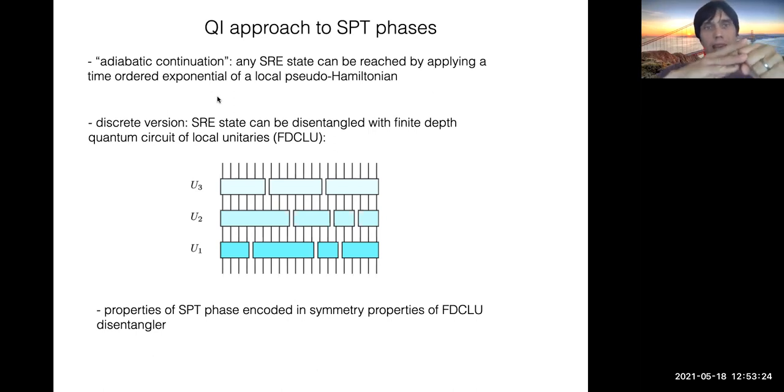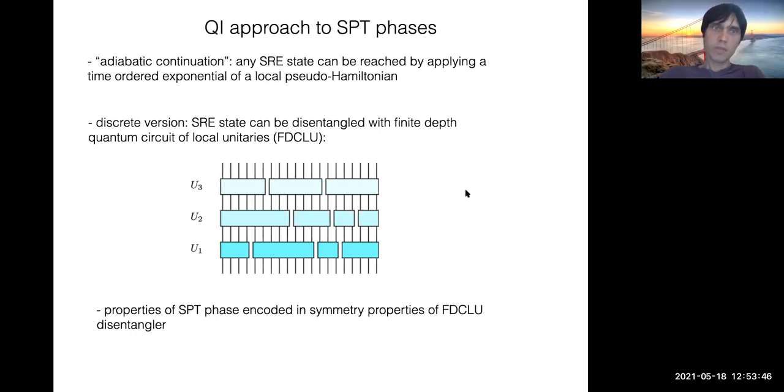You slowly, adiabatically make changes to your Hamiltonian, and as you do so, you can get the new ground state from the old ground state by applying a certain local pseudo Hamiltonian. When the system is gapped, this pseudo Hamiltonian is indeed more or less local.